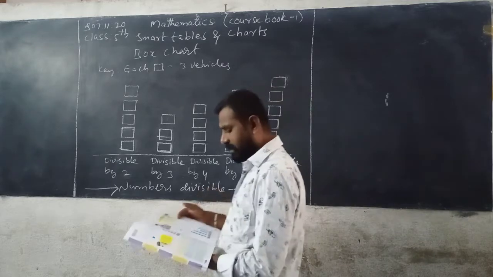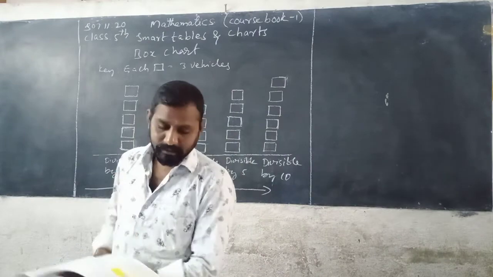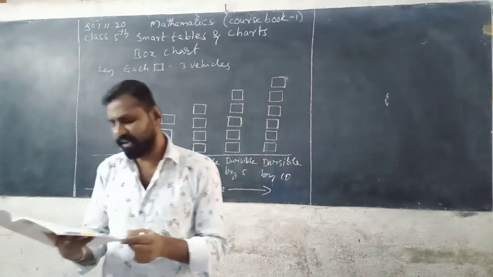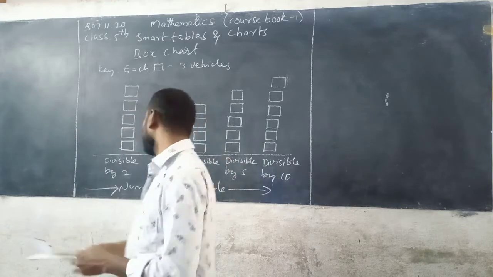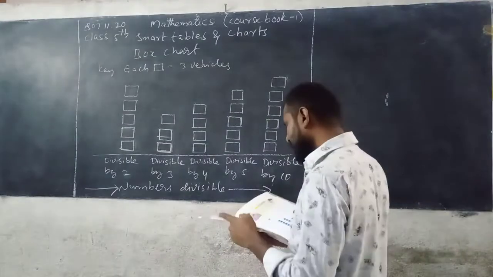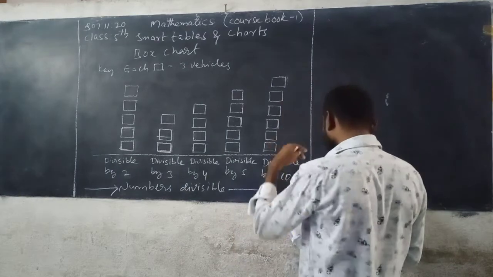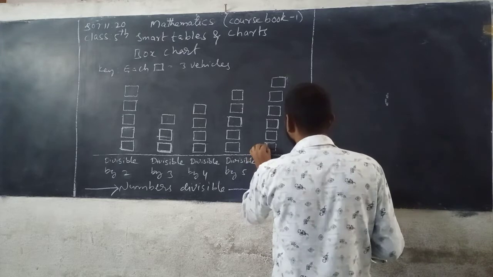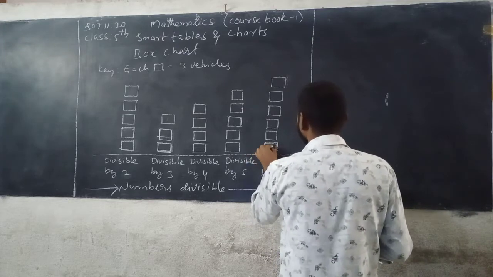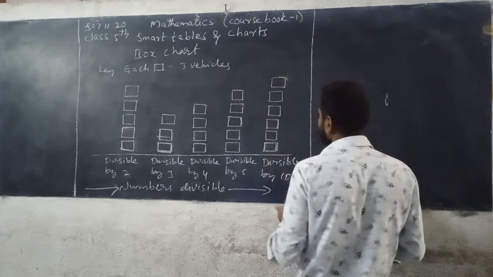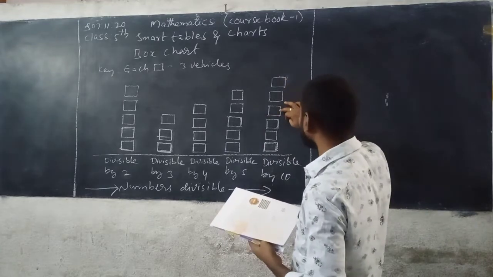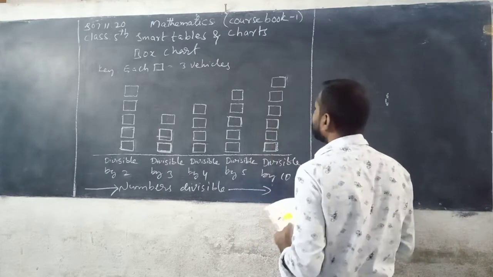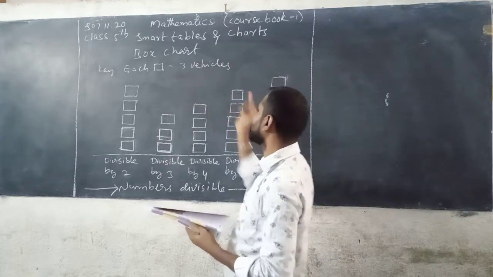Divisible by 10. See here, everybody, see your textbook. How many vehicles have registration numbers that are divisible by 10? So once observe divisible by 10. See here, 1, 2, 3, 4, 5, 6. So 6 squares are given here. Then 6 squares multiplied by 3, 6 3s are 18 vehicles.